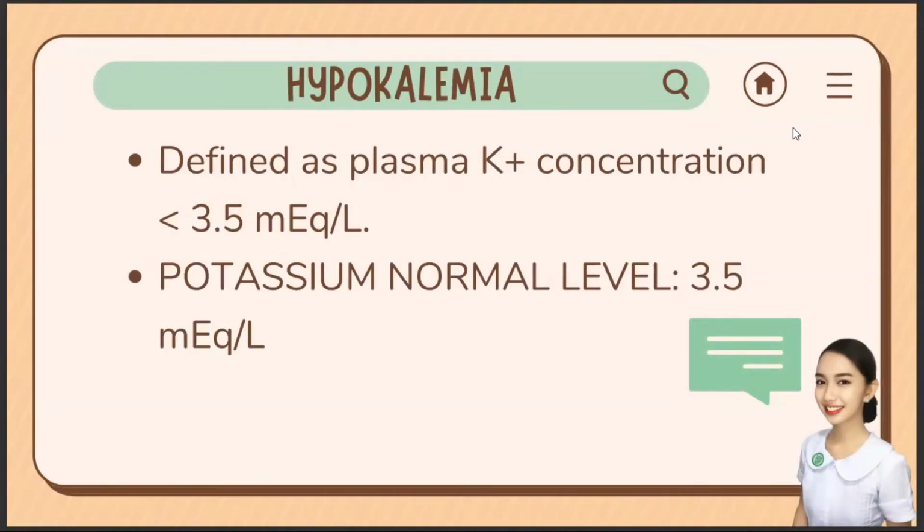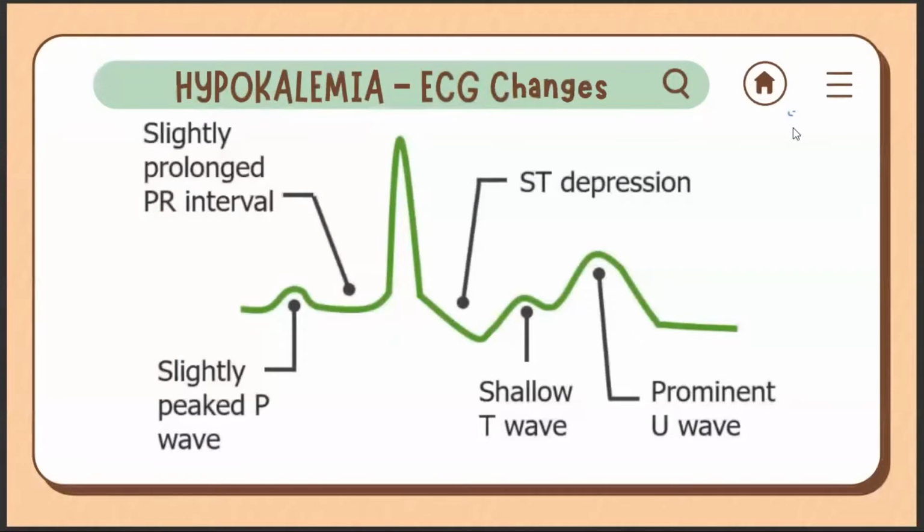Next, what is hypokalemia? Hypokalemia is defined as plasma K concentration below 3.5 milliequivalent per liter. The normal potassium level is 3.5 milliequivalent per liter or above. And we always check if the patient is symptomatic and ask for an ECG immediately. Why do we need to check an ECG immediately? Because there will be ECG changes.